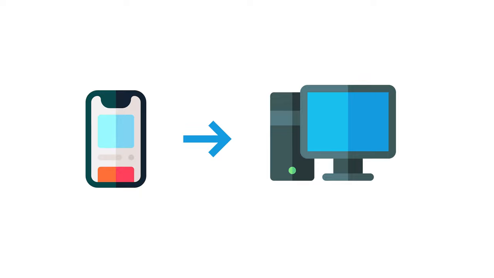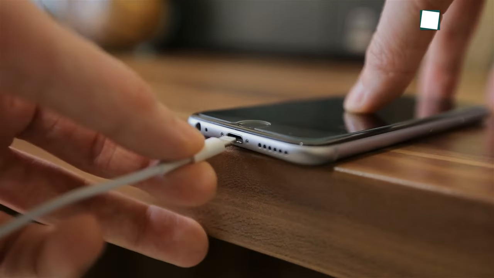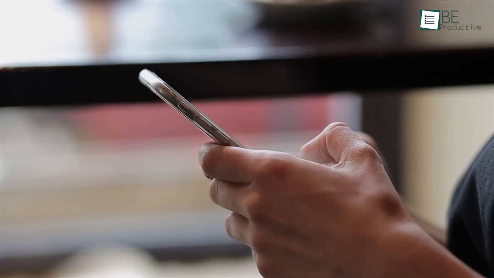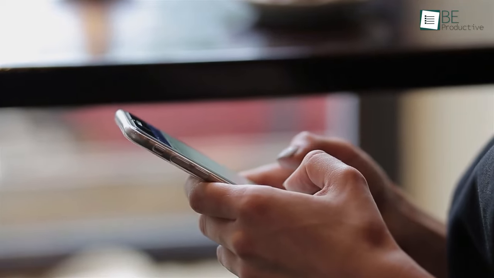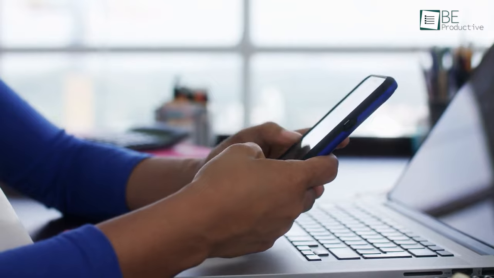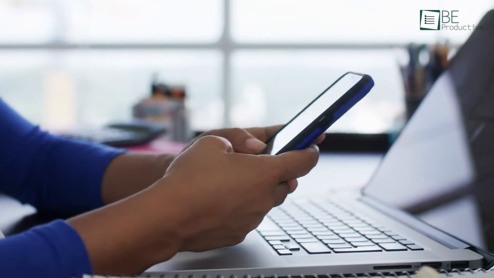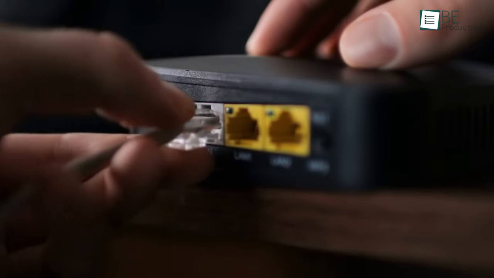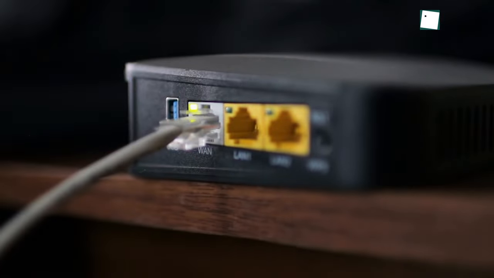to Windows PC. Best of all, it doesn't require any data cable and you don't have to install any third-party app. All you need is to connect both your PC and iPhone to the same Wi-Fi network and follow some simple steps. It doesn't matter if the network has an internet connection or not. Sounds interesting? Then watch this video till the end to find out how.